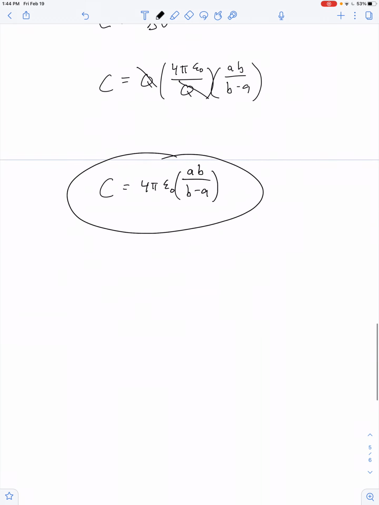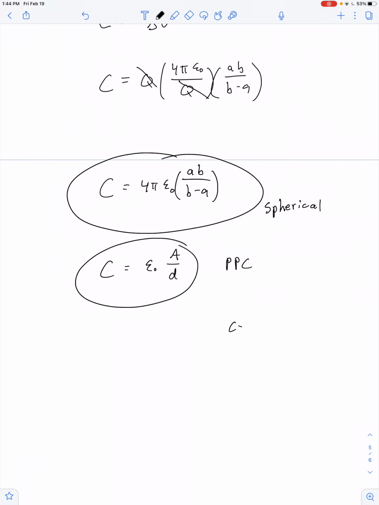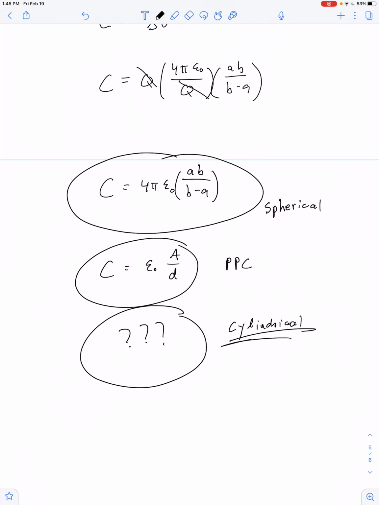Contrast that with the equation for the parallel plate capacitor. This is capacitance is equal to epsilon naught times A over D. In our next video lesson, we'll see if we can apply the same sort of steps to figure out what's the equation that describes the capacitance for a cylindrical capacitor.